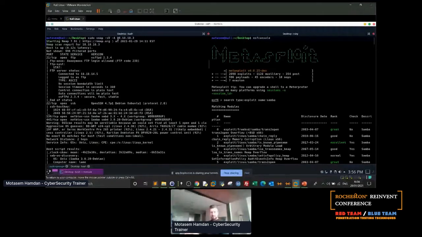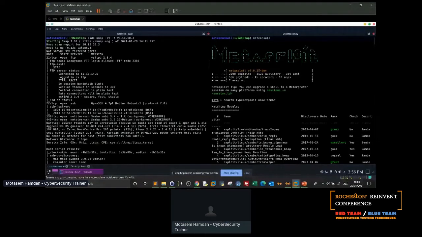So here I formed a full, clear picture of what is running on the target. They're running FTP, they're running SSH, and they're running a Samba server. This is the first step in your pen testing. It is called reconnaissance and information gathering. So here I know what's running there. I know what to test.